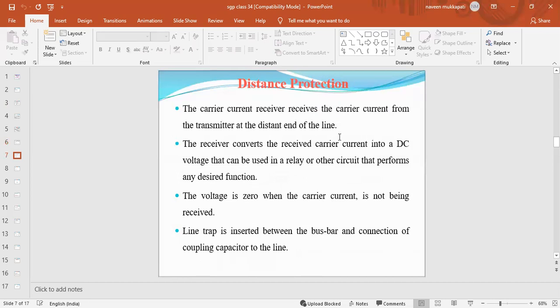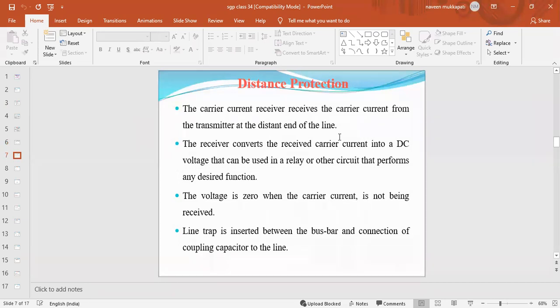Therefore, the receiver converts the received carrier current into a DC voltage, which can be used in a relay or other circuit. Then it decides the function. The voltage is 0 when the carrier current is not being received.